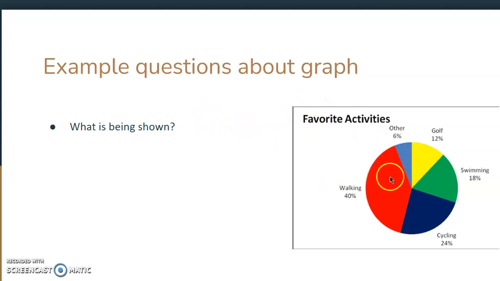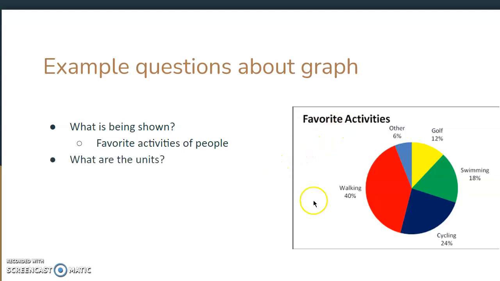Here's another one, a new graph. We're going to work through what is being shown. Well, favorite activities of people. I wish we had a little bit more information. Favorite activities of what group of people? Are we talking about kids? Are we talking about parents? Are we talking about our grandparents? What group of people?